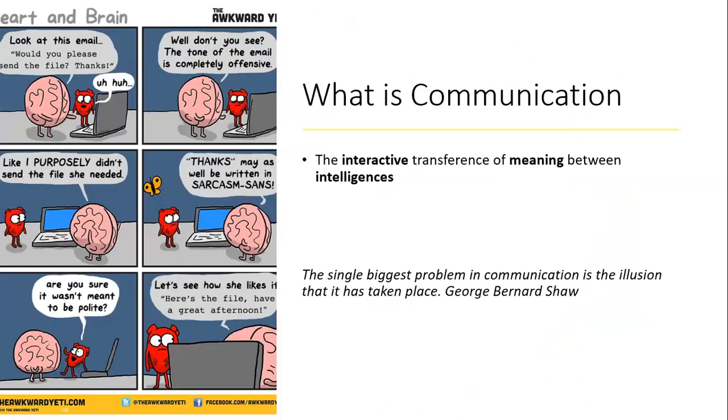And one of the more interesting things about Professor Brown and this definition is that he made the point that we can communicate with animals. Therefore, he didn't put human beings, he put intelligences, because he referred specifically to pets, like dogs, and he thought that we could communicate with them. So this definition has always stayed with me, and I use it whenever I am trying to explain what communication is.